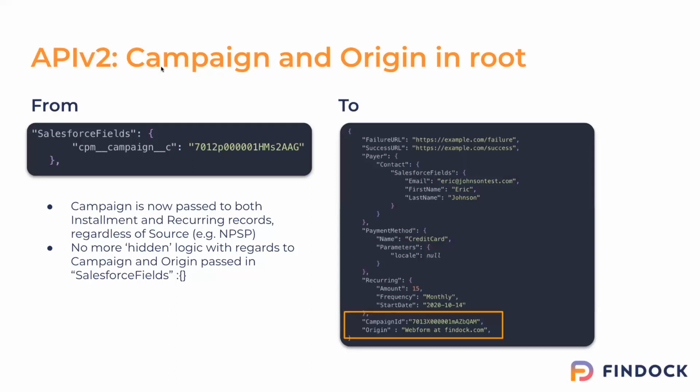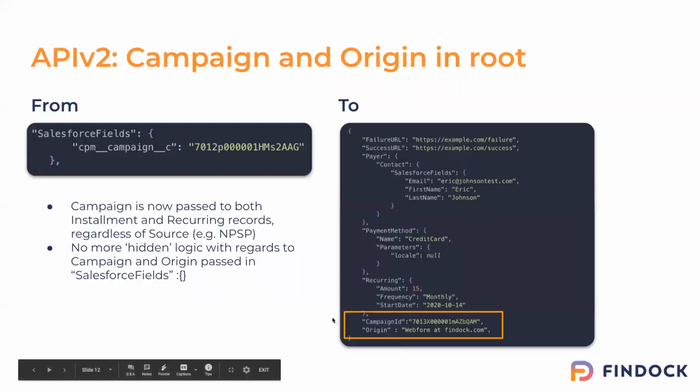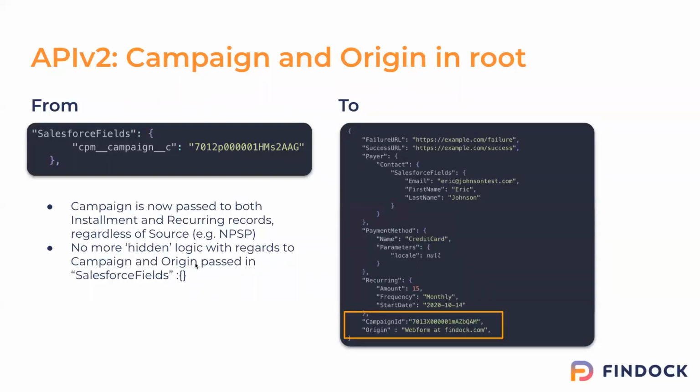We have put campaign and origin, which was previously in a Salesforce field grouped part in the API message, to the root of the message. We've done this so it's easier to pass campaign and origin fields to attach a campaign to a recurring or a one-time donation when you create a payment through our API.